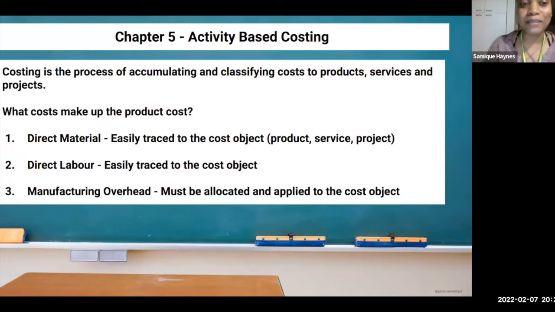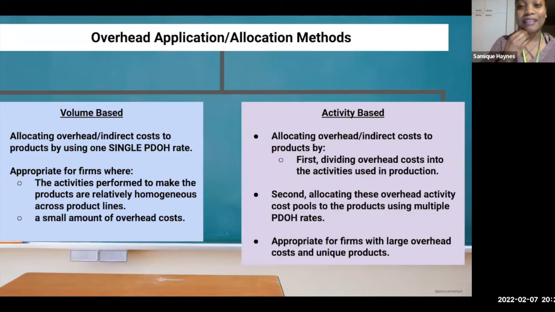We know that the direct material and the direct labor are easily traced. We know that manufacturing overhead is not, and so we need to allocate it. And we're going to allocate it using the activity-based approach this time, okay?